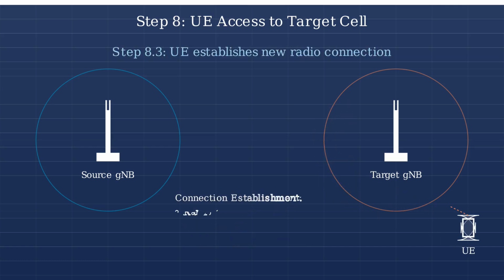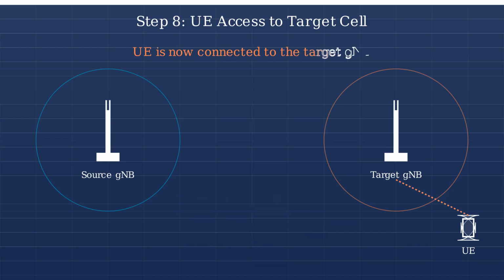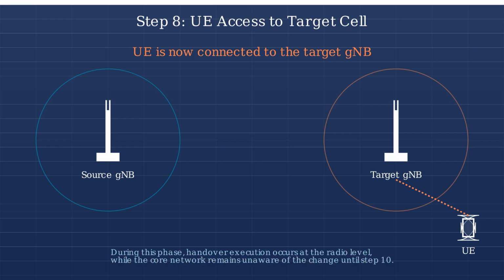Finally, the UE establishes a new radio connection with the target GNB. This involves completing the random access procedure, sending RRC Reconfiguration complete messages, and establishing radio bearers. At this point, the UE is fully connected to the target GNB and can continue its communication session without any perceptible interruption to the user. An important technical note: during this phase, the handover execution occurs entirely at the radio level, while the core network remains unaware of the change until the path switch request in Step 10.